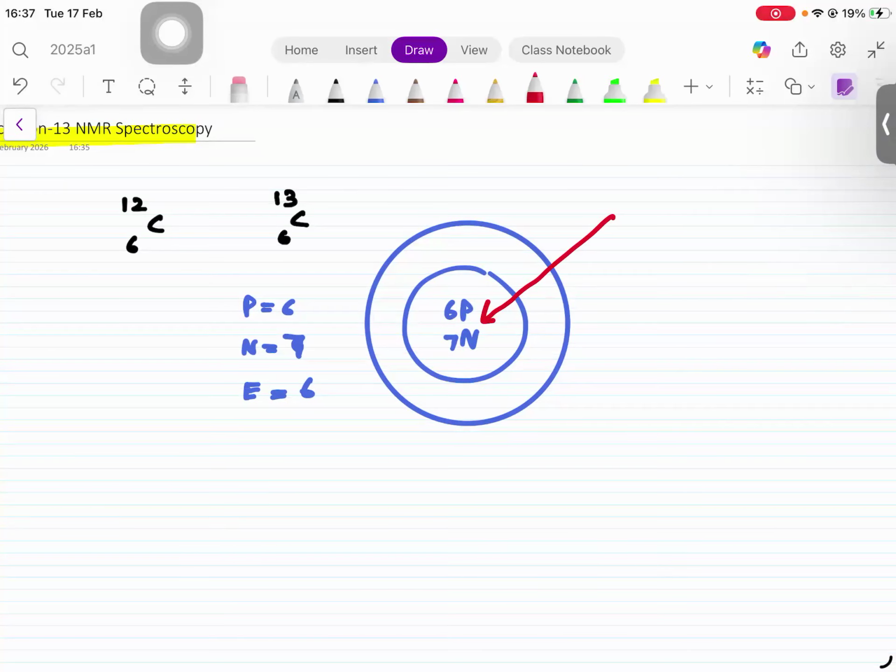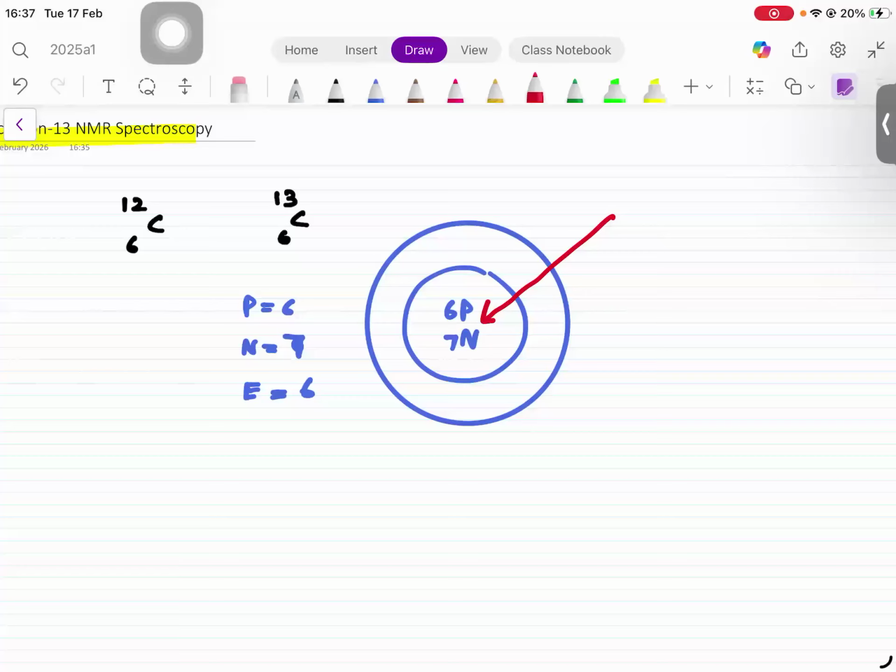Therefore, when you place it in an external, bigger magnetic field, it splits into two parts. They absorb radio waves, then they flip, and then they appear in the form of a peak in the NMR spectrum. That's all the detail which we learned in proton NMR spectroscopy. The same thing goes for carbon-13 NMR spectroscopy.